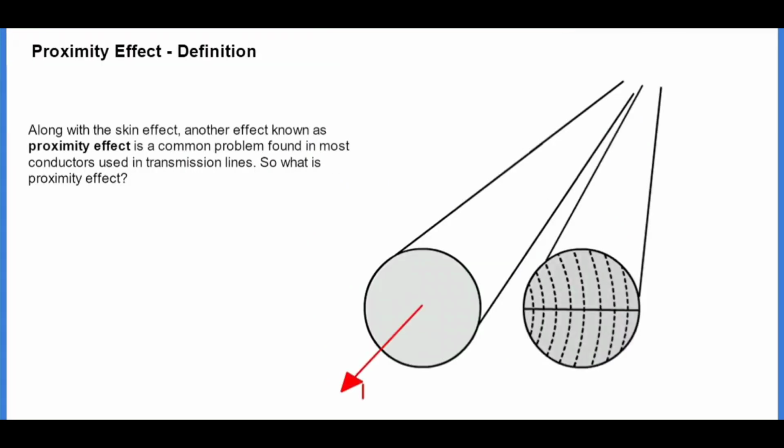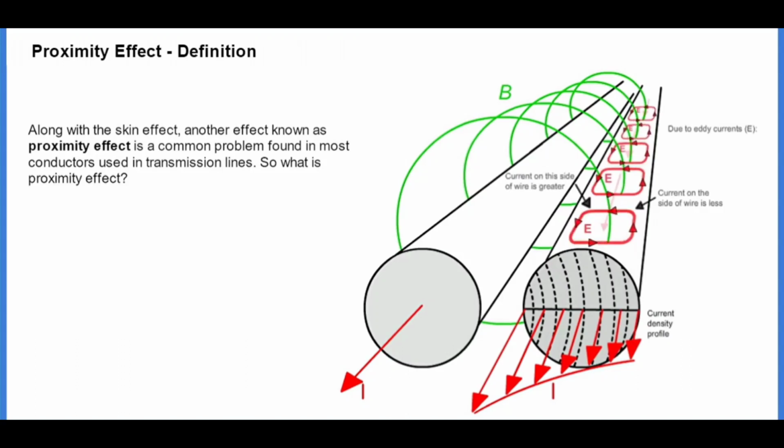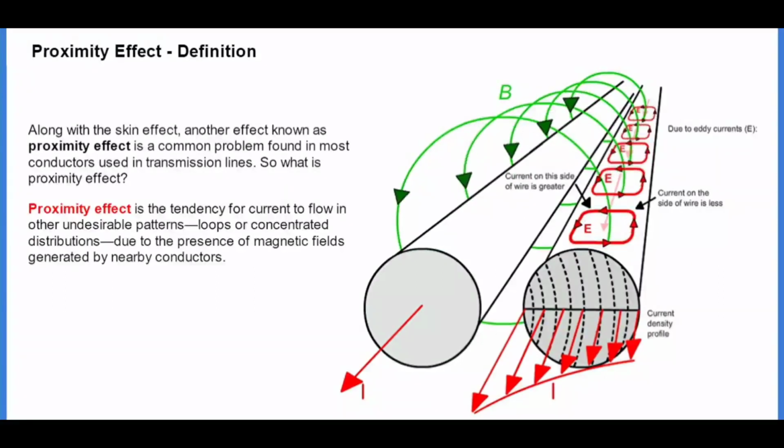Along with the skin effect, another effect known as proximity effect is a common problem found in most conductors used in transmission lines. So, what is proximity effect? Proximity effect is the tendency for current to flow in other undesirable patterns, loops, or concentrated distributions due to the presence of magnetic fields generated by nearby conductors.